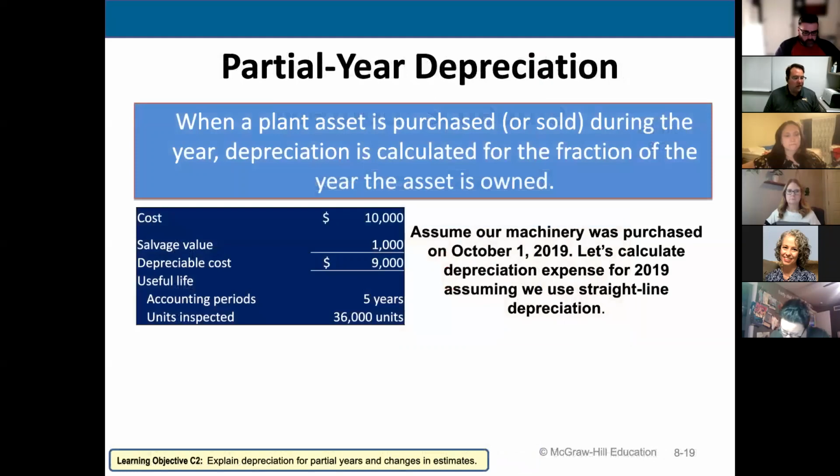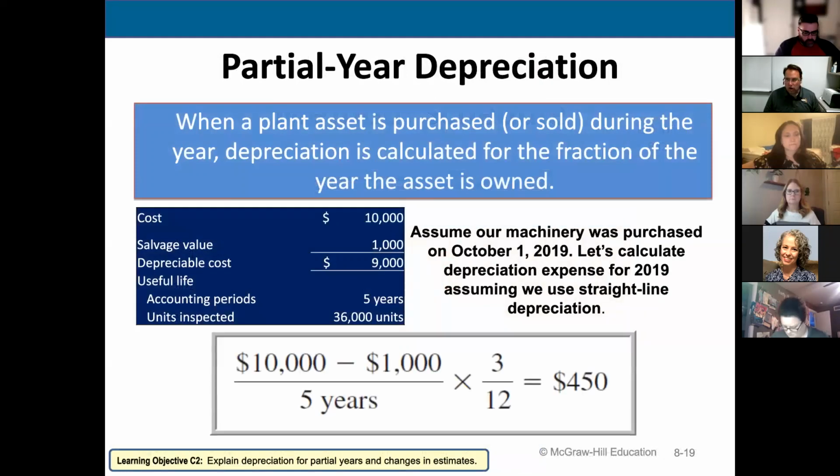All right. In the real world, we don't always buy every asset on January 1st and then sell it on December 31st, right? That'd be nice, but we often have partial years. So when we purchase something in the middle of a year, then what we're going to do is just calculate the depreciation on the fraction of the year the asset is owned. And typically I see this done on a monthly basis, not a daily basis. What I mean by that is if you buy it on the 15th of the month, you typically just say, we're just going to count that month as the purchase month.